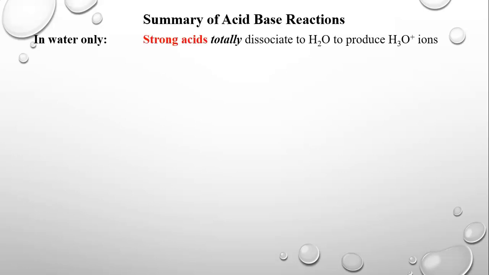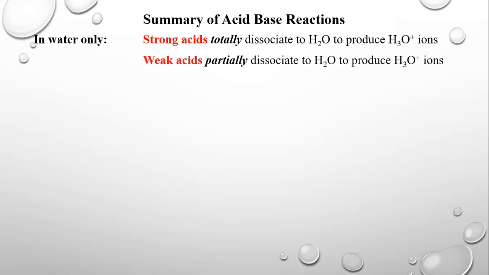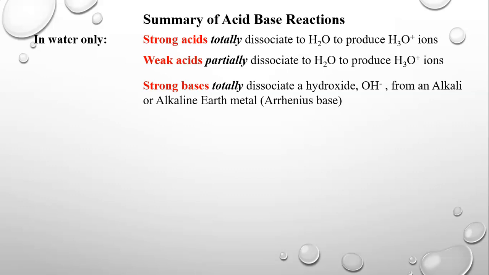So here's a summary of everything we've talked about. In water only, strong acids totally dissociate to H2O to produce hydronium ions, H3O+. Weak acids partially dissociate to H2O to produce hydronium ions. Strong bases totally dissociate a hydroxide, OH-, from an alkali or alkaline earth metal. Again, sodium hydroxide, calcium hydroxide, they will totally break apart 100%. That's the definition of an Arrhenius base. The base has the hydroxide on the molecule already, and it releases it in a water solution.